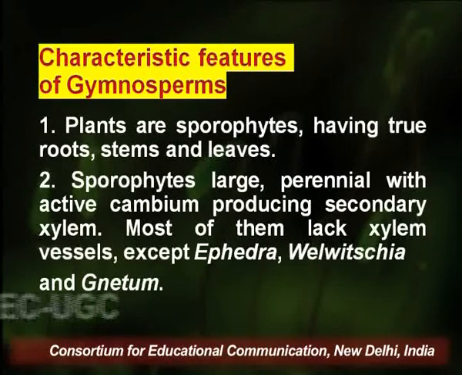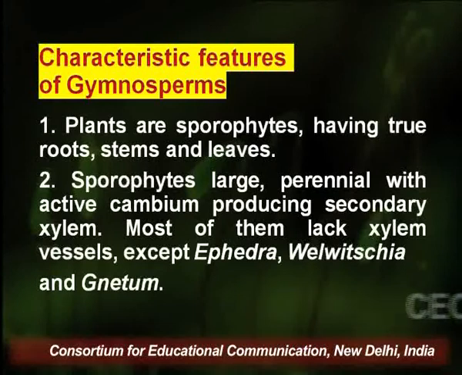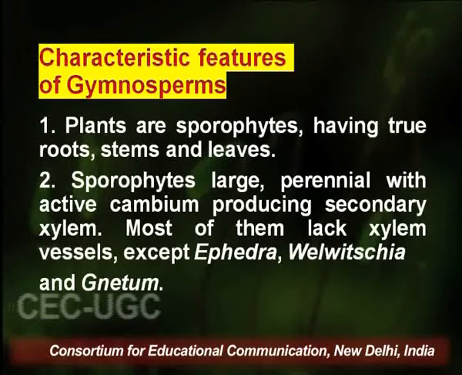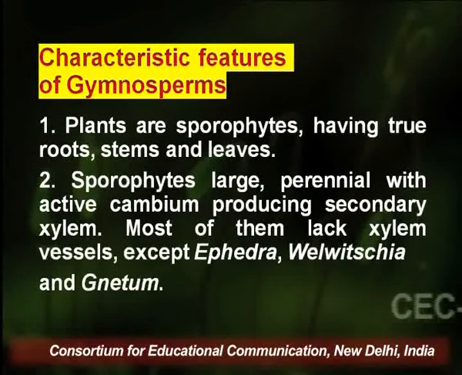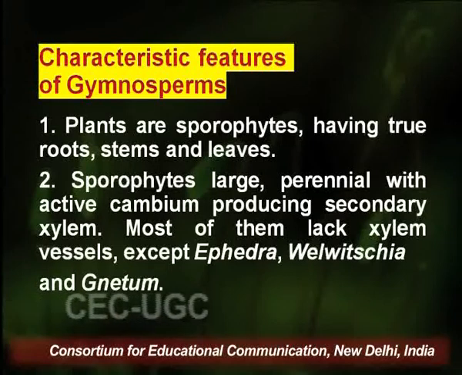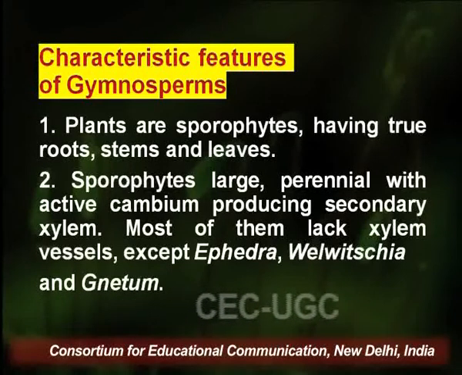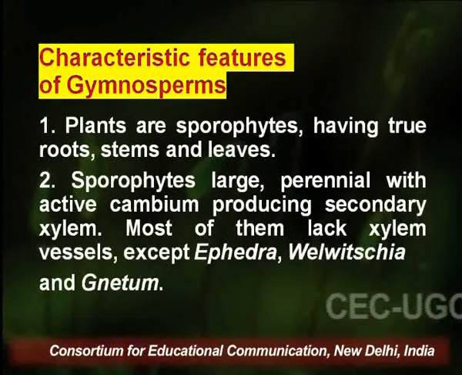The plants of Gymnosperms are sporophytes, and they have true roots, true stem, and true leaves. Sporophytes happen to be large, perennial, with active cambium producing secondary xylem, and most of them lack vessels except Ephedra, Welwitschia, and Gnetum.